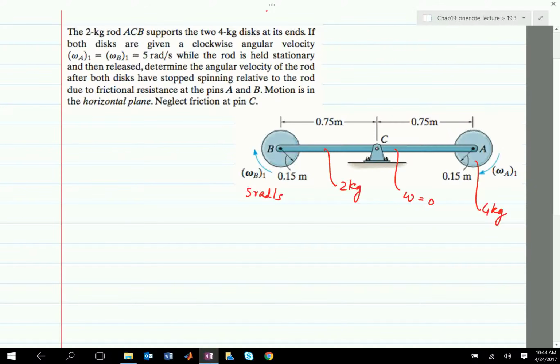Okay, so initially these disks A and B are moving with an angular speed, and the rod is stationary, it doesn't move. Okay? And by the way, this setup is in the horizontal plane, so it's moving like this. It's not this way.